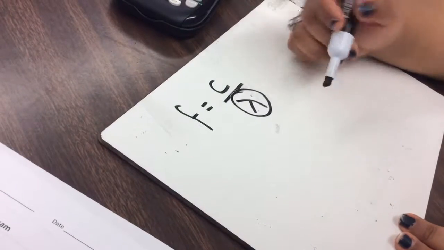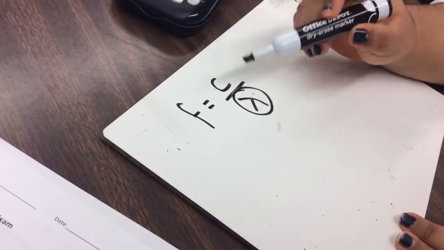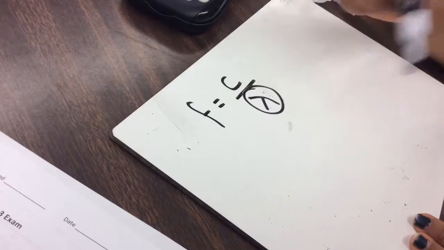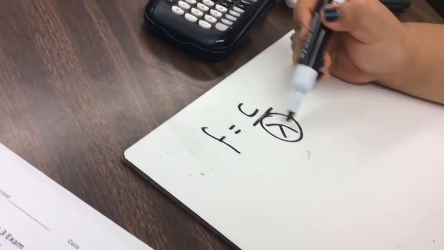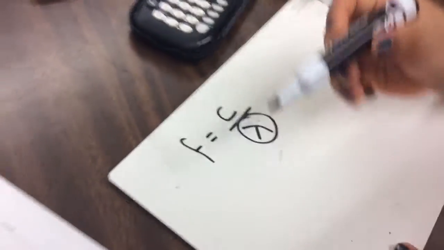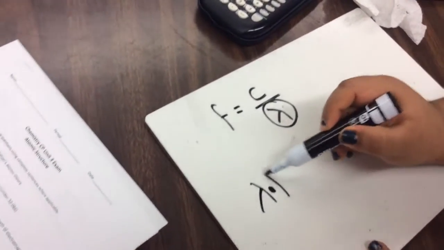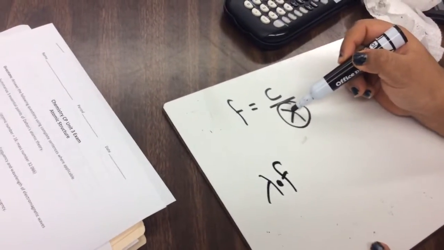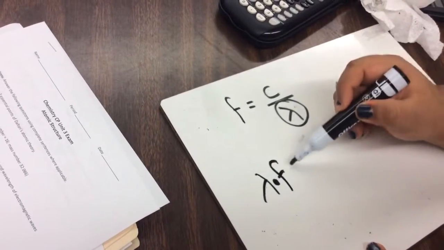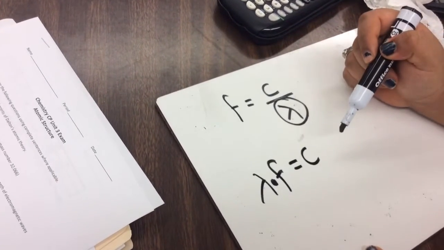Asking you to find the wavelength, you need to somehow leave this variable alone. So how do we do it? If these two are multiplying, then the opposite of the multiplication, which is division, is going to be a multiplication. So you're going to multiply your lambda, which is the wavelength, times your frequency, and that's going to be equal to the speed of light.